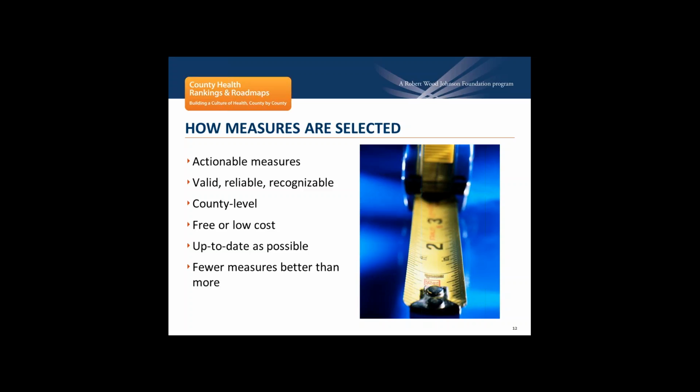Our measures must also be available at the county level for every county in every state. And not only must they be available, but they must be available at low cost or free, and they have to be as up-to-date as possible. We use fewer measures, there were 35 in 2015, because the rankings are meant to just be a snapshot. The data is just a starting point for communities.